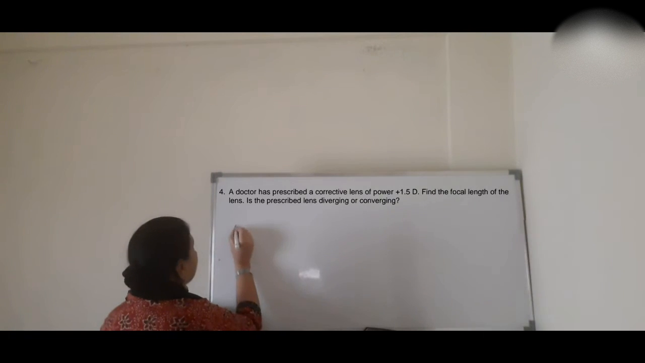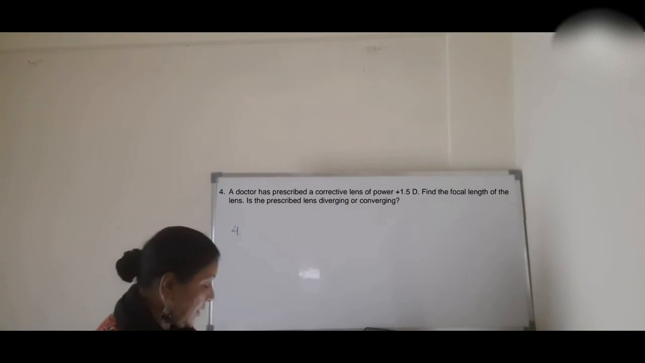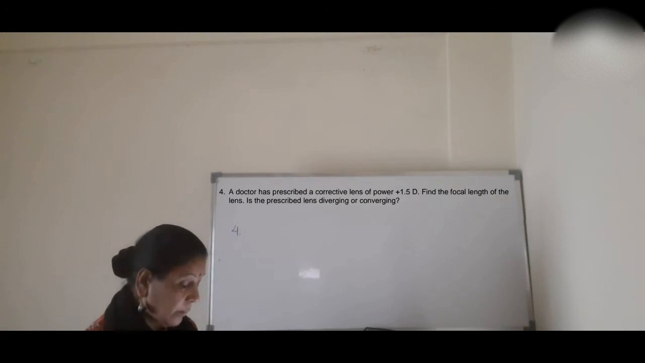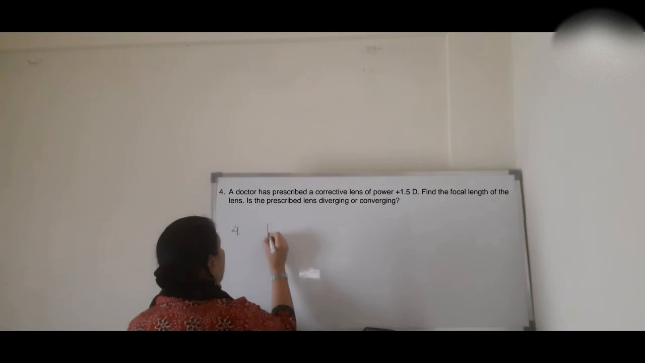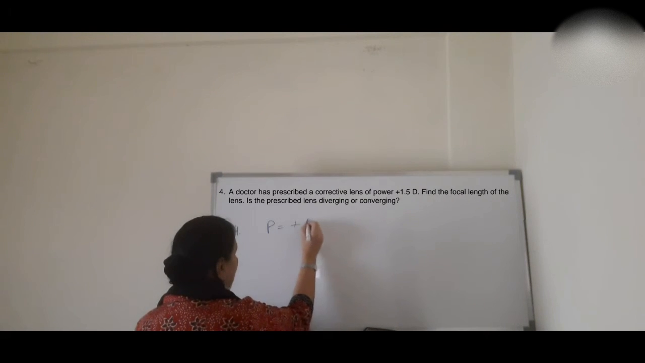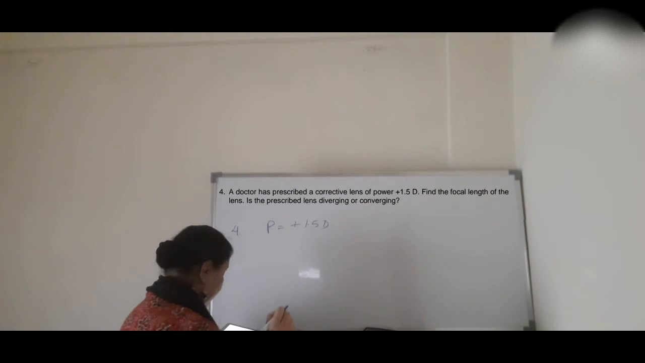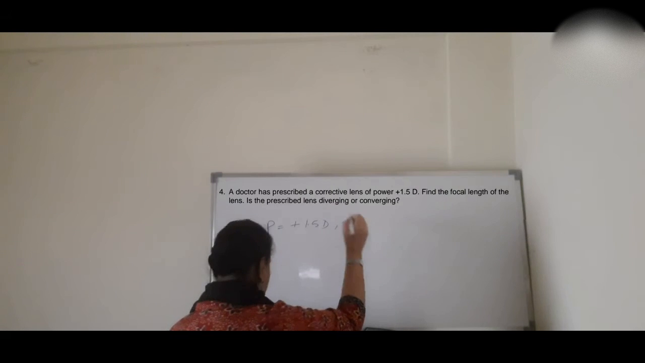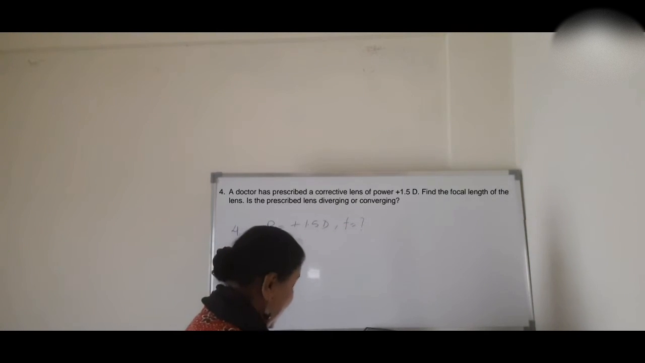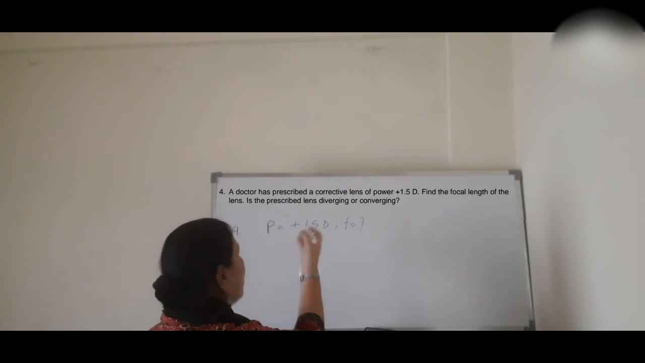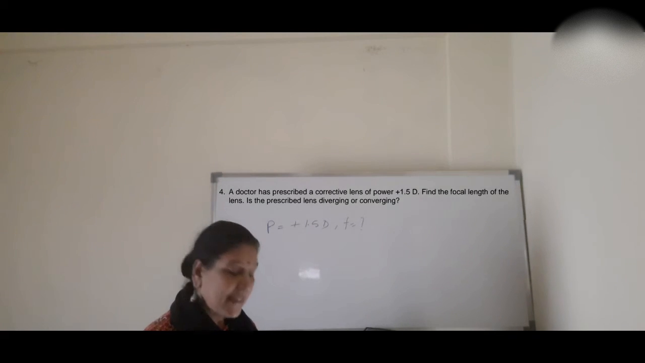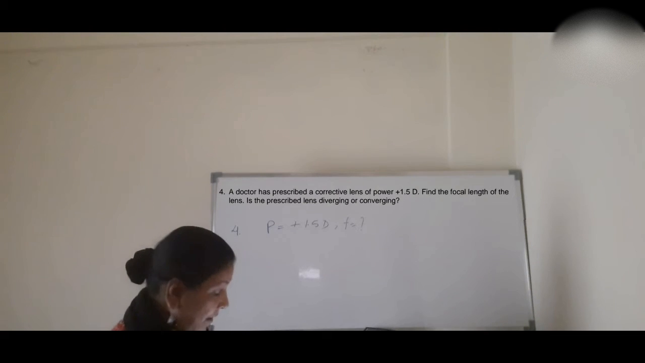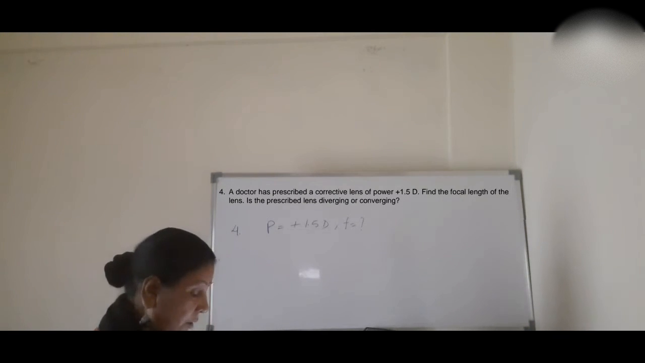Now let's go to question number 4 and see what it says. A doctor has prescribed a corrective lens of power plus 1.5 D. So P is given as plus 1.5 D. Find the focal length of the lens, so you have to find F. Is the prescribed lens diverging or converging? Because we already know that it is plus, it's a convex lens, a converging lens.